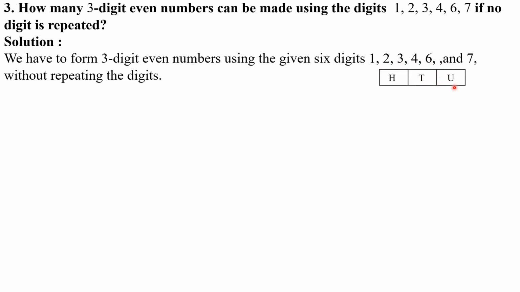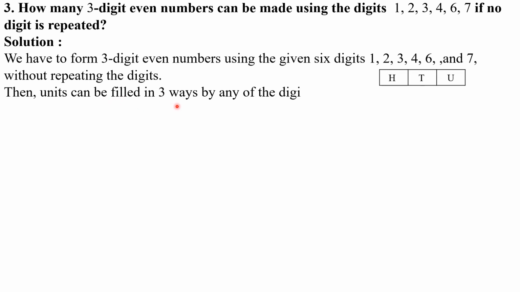So first we focus on filling the units place, this empty box. We have done this type of question in the first exercise also, my children, but we are using the permutations concept here. Then first we focus on filling the units place. Units place can be filled in 3 ways by any one of the digits 2, 4 or 6. These are the only even digits in our hand to fill the units place. This can be done in 3 ways.